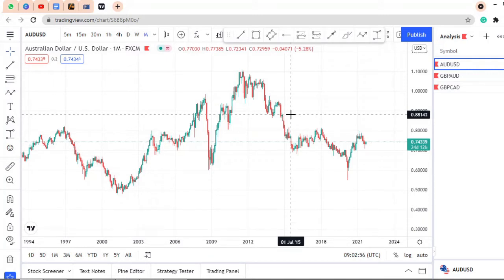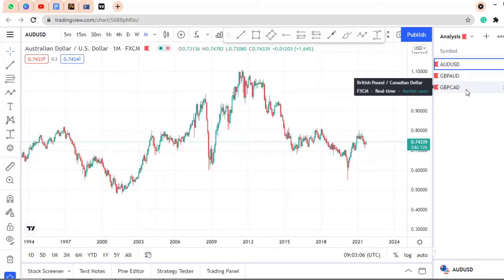So as usual today, guys, I'll be going through market analysis. I'll be going through three currency pairs. Number one, I'll go through AUDUSD, and then I'll go through GBPAUD, and also I'll go through GBPCAD.